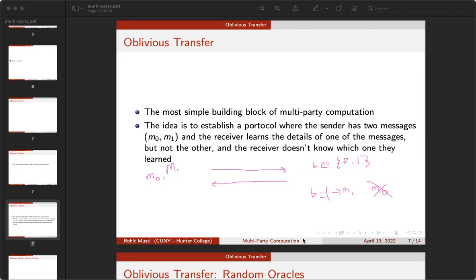Are there any questions on the concept behind oblivious transfer? We'll give that 30 seconds. So to reiterate, the idea is the sender has two messages. The receiver learns the details of one of those messages, but not the other message. And this should say the sender doesn't know which one they learned. Let me fix that.